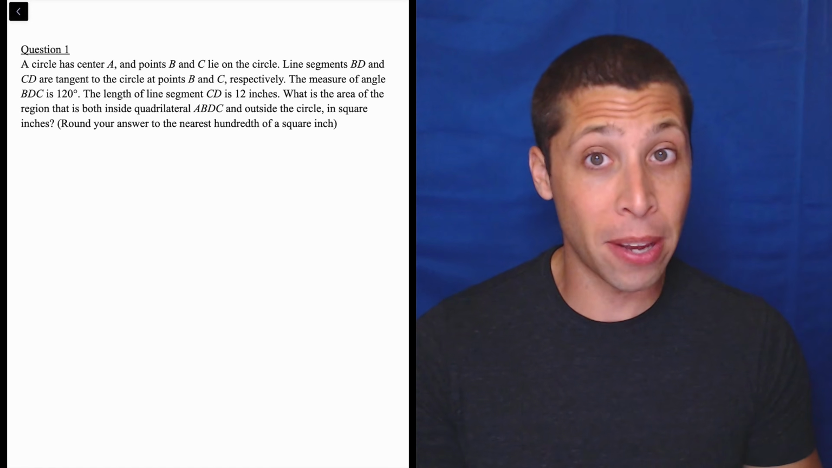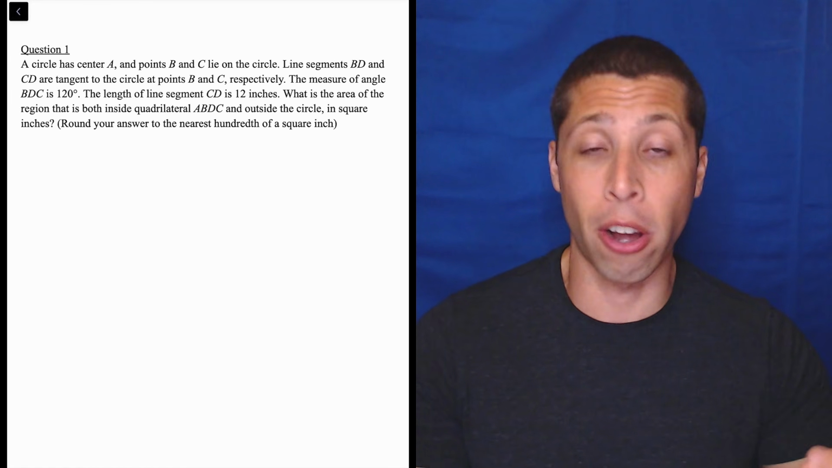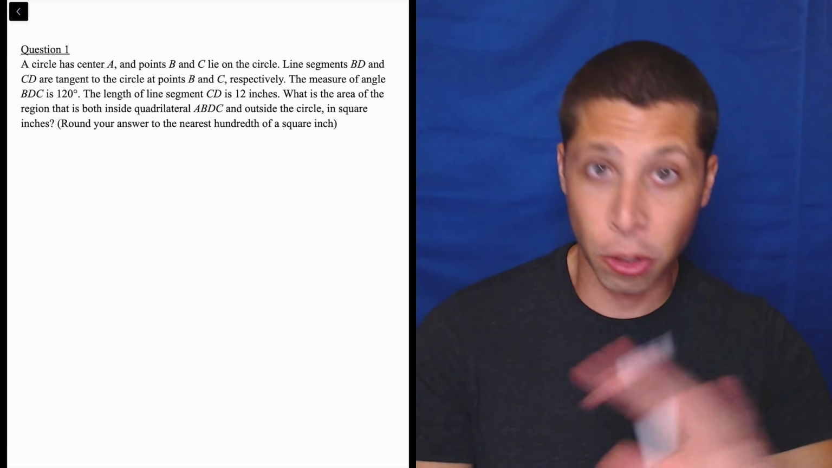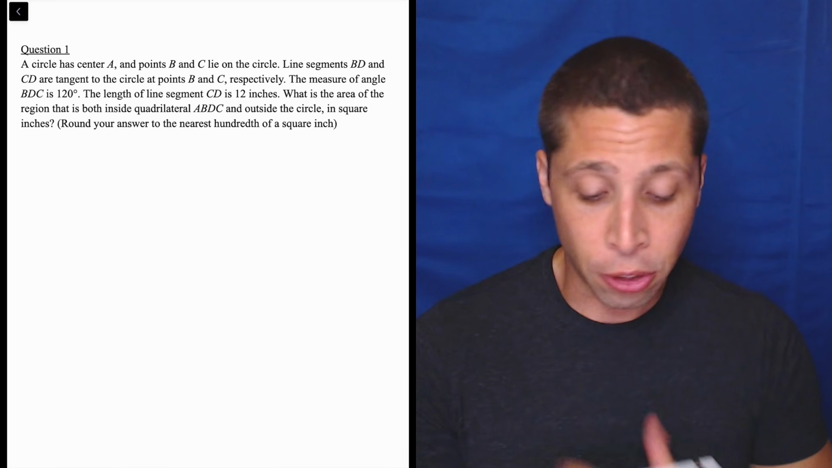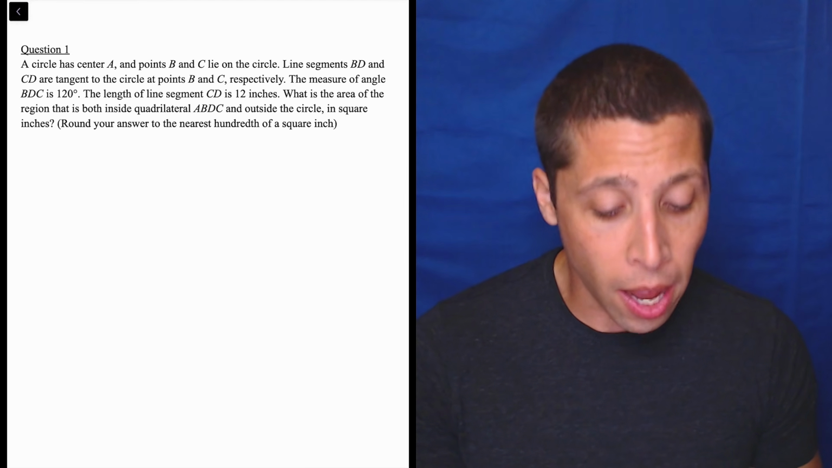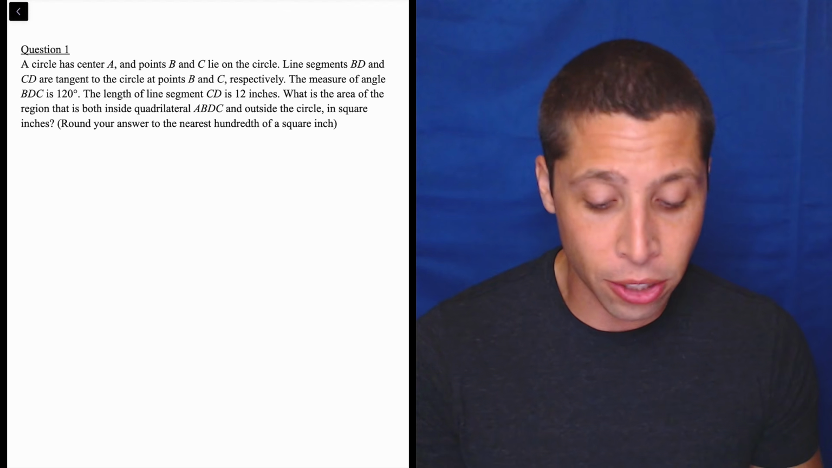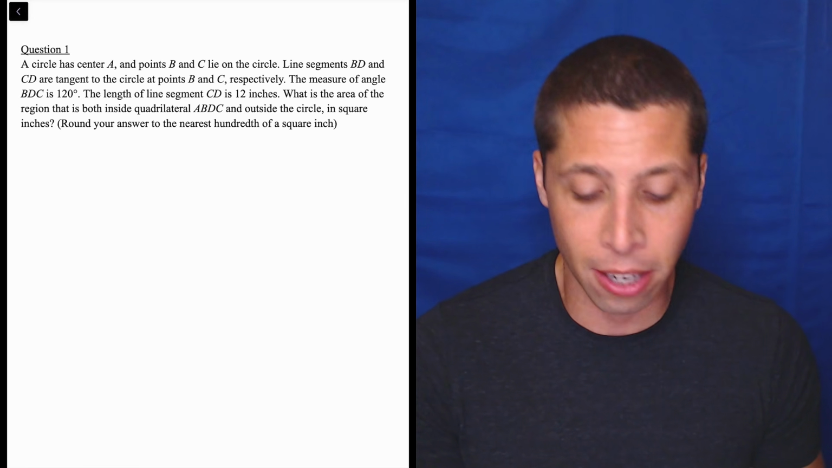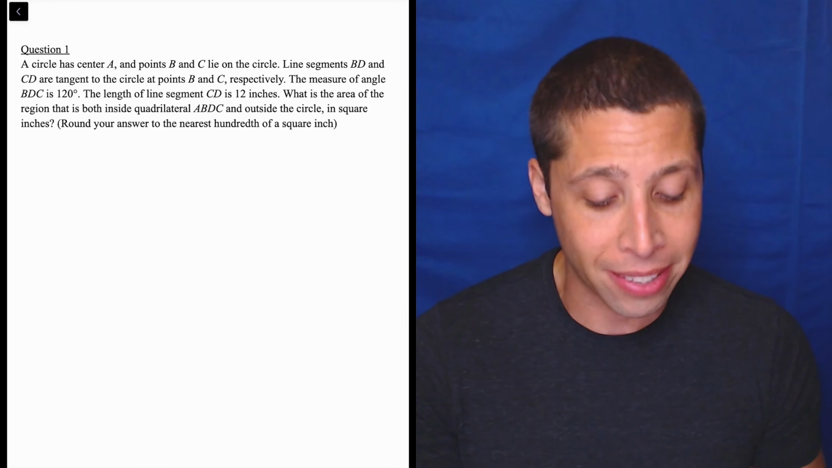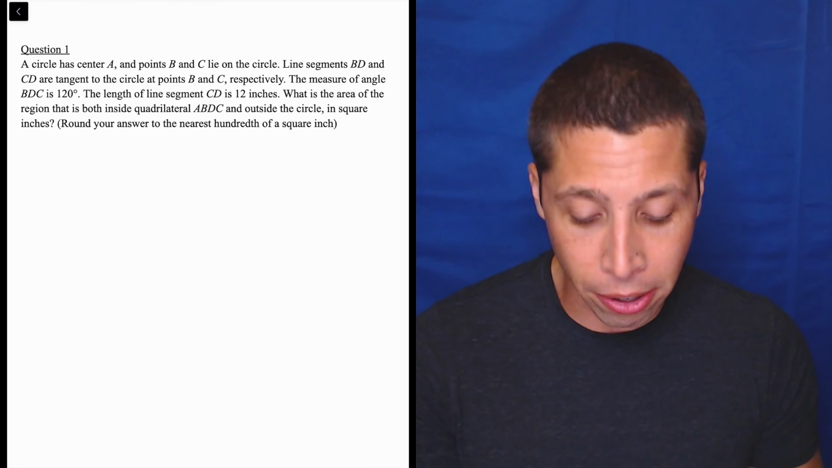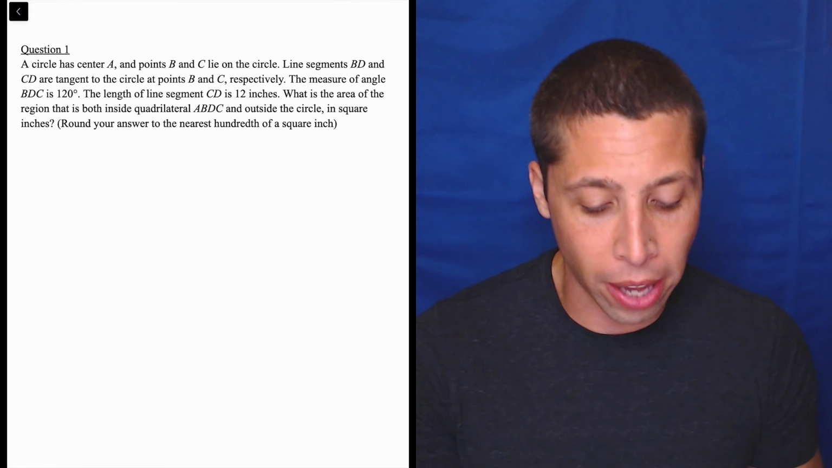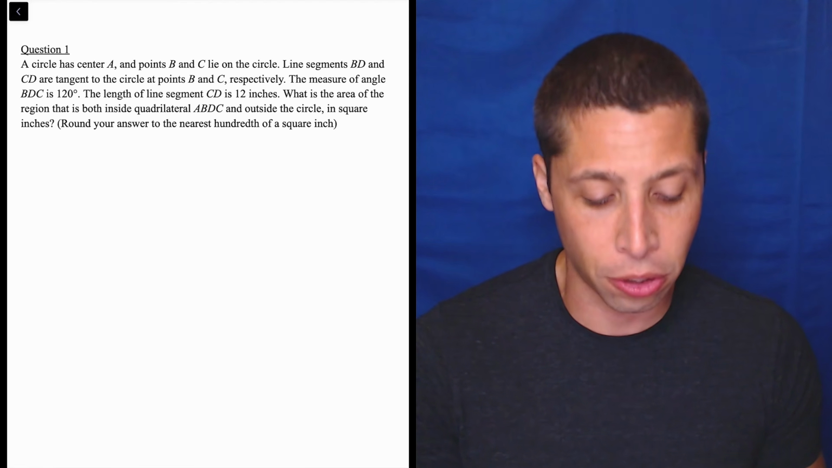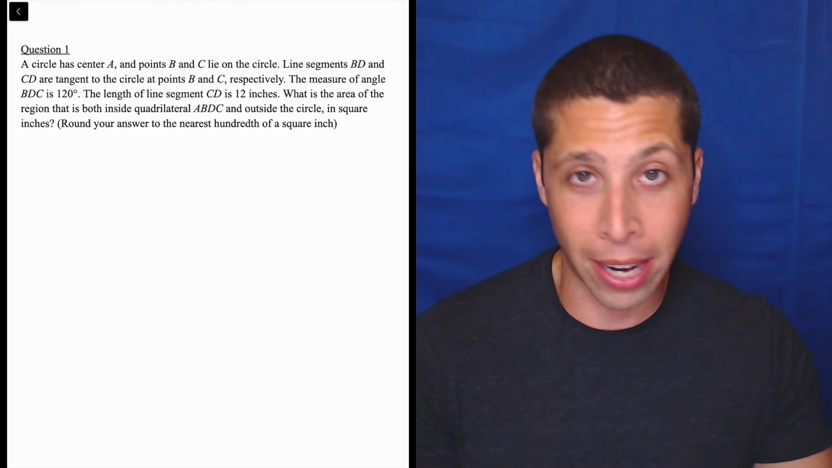There's a lot of information in this question that we're going to need to put down on our scratch paper to get started. Let's just start by reading it out, okay? The whole thing. A circle has center A and points B and C lie on the circle. Line segments BD and CD are tangent to the circle at points B and C respectively. The measure of angle BDC is 120 degrees. The length of line segment CD is 12 inches. What is the area of the region that is both inside quadrilateral ABDC and outside the circle in square inches? Round your answer, and so on.